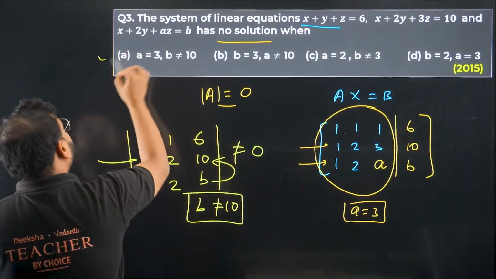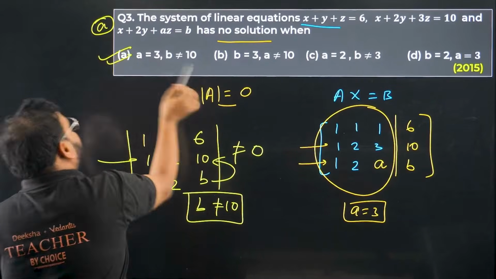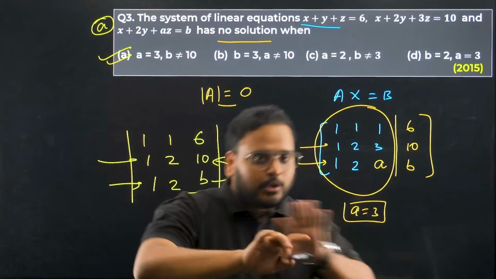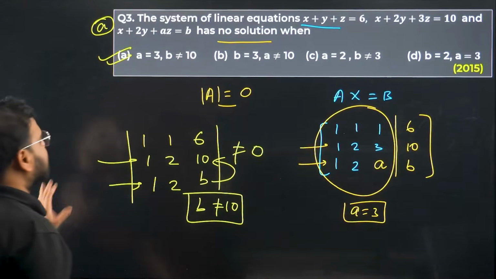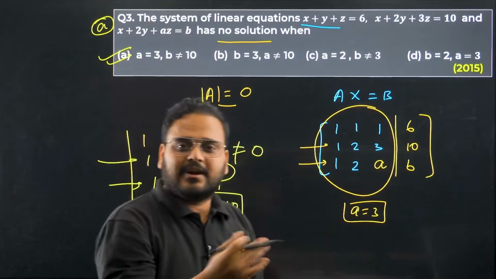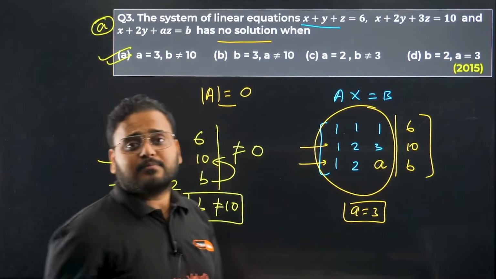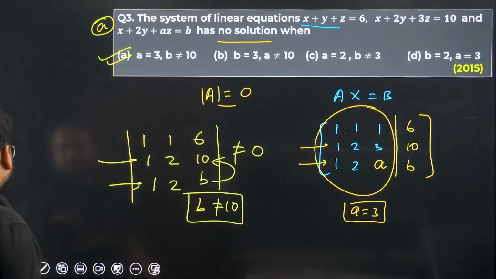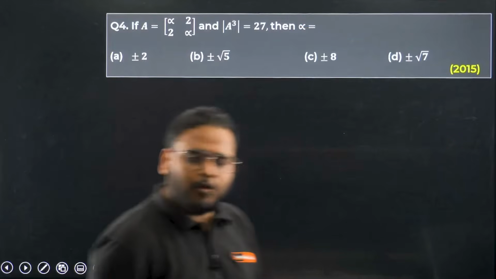The only suitable option is option A: A is 3 and B is not 10. No need of calculation, only concept is good enough. If you know the concept, the answer is here. Get the answer in 2 seconds and move on. Question number 3 is done. Question number 4 now, okay?